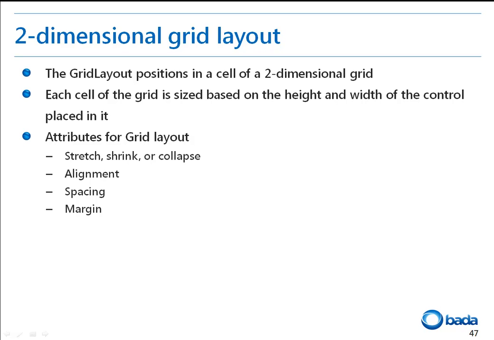And fourth, margin. This attribute specifies the margin space between the control and the sides of the cell. You can set the margin for all 4 sides of the cell. The default margin is 0. If the center alignment is used, the margin value is ignored. Let's take a look at an example now.